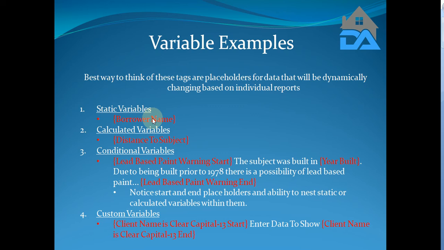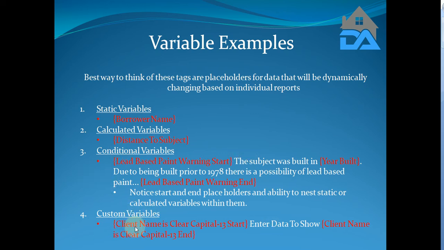Conditional variables, a little bit different animal. Like I said, think of those as if-then statements. There's a starting and an ending tag. So lead-based paint warning, start, so that's where it starts. Everything within the tag, here's the end, will be rendered and put on your addendum if that condition has been met. Now, like I said, within the tags, you can have another variable like the year built. Since the subject was built in this year, due to being built prior to 1978, has possibility of lead-based paint, and so on and so forth.